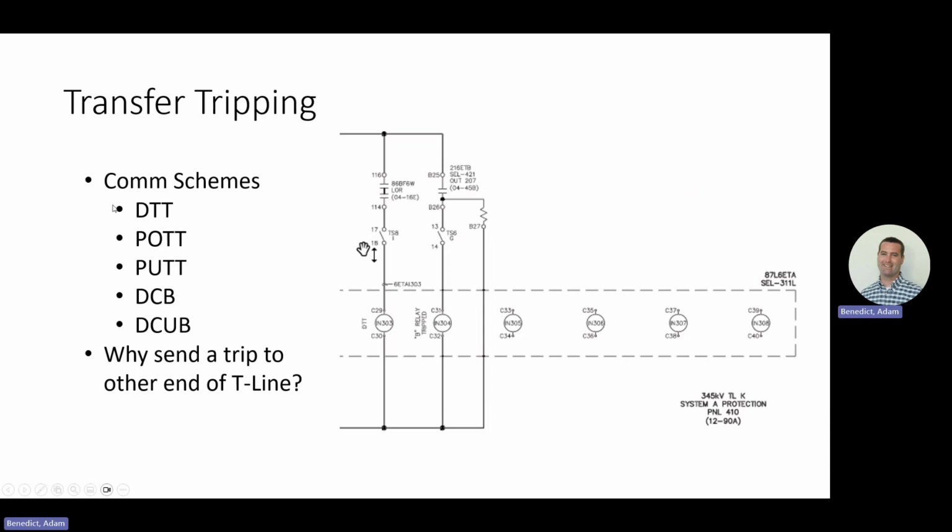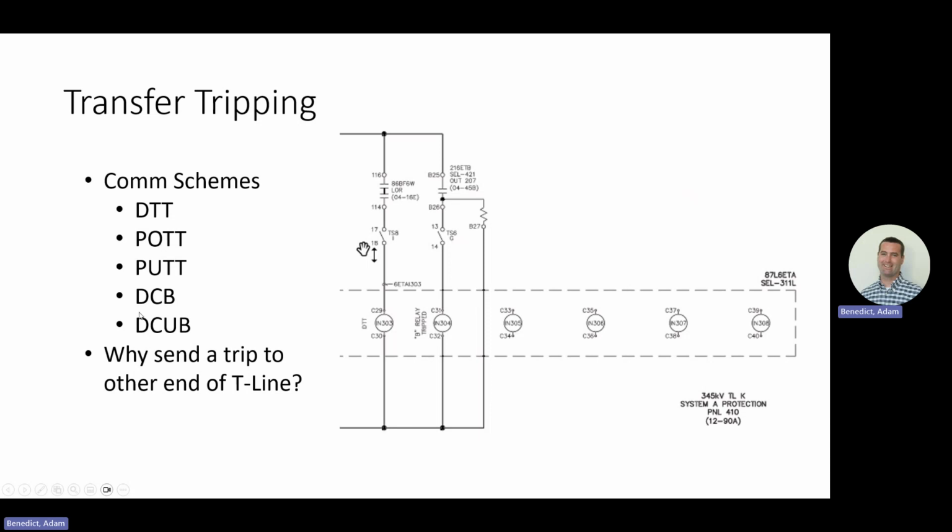And then I guess as far as the schemes that go on the fiber, we talked about direct transfer trip. That's mostly used for breaker failure or a special protection scheme, in an instance where you want to trip the remote breaker. POTT, your protective overreaching transfer trip, I think that's been covered. If not, we can cover it later. But you also have a protective underreaching, your directional comparison blocking, and your directional comparison unblocking.